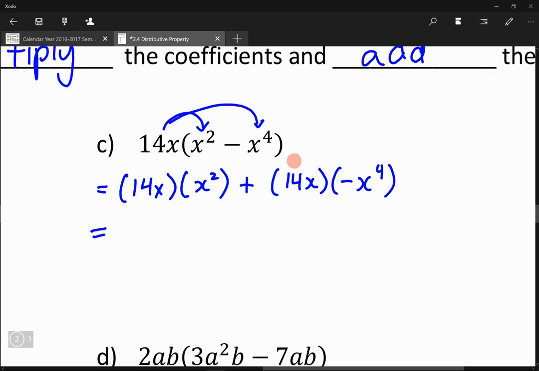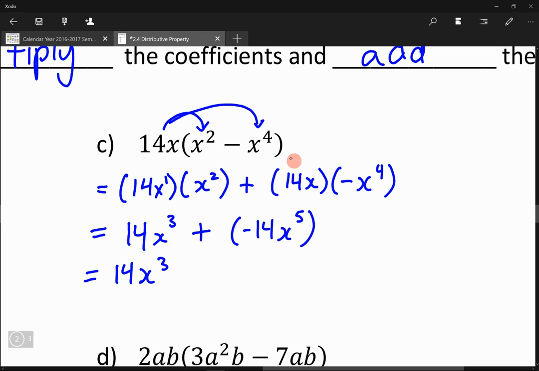So here, when I multiply these brackets now, these parts, 14x times x squared is 14. Remember, invisible exponent of 1, so you add the exponents, so I get x cubed plus 14 times negative 1 is negative 14. x times x to the power of 4 is x to the power of 5. Okay, now I'm going to remove the bracket here. That's going to become a minus, but also keep in mind, okay, let's write it that way first. So 14x cubed minus 14x to the exponent 5.